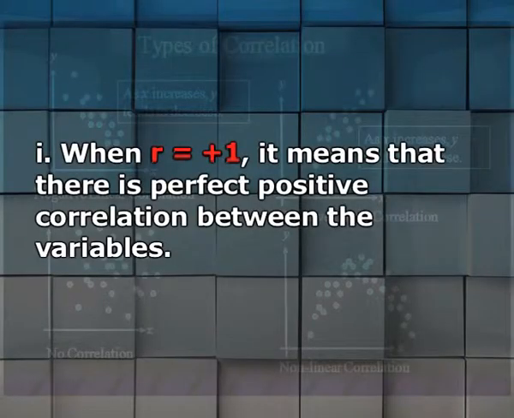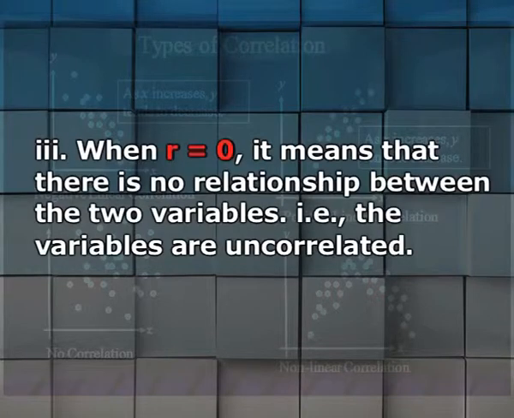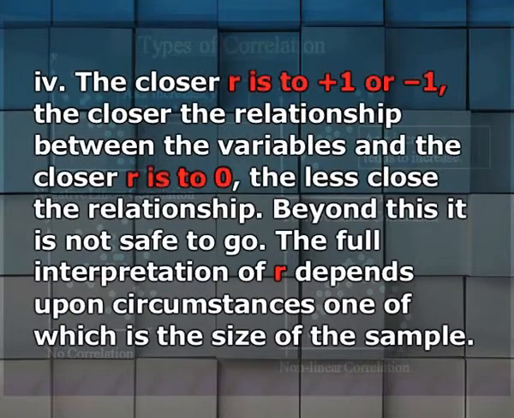The first one, when r is equal to +1, it means that there is a perfect positive correlation between the variables. Second one, when r is equal to -1, it means that there is a perfect negative correlation between the variables. Third point, when r is equal to 0, it means that there is no relationship between the two variables, that is, the variables are uncorrelated. Fourth point, the closer r is to +1 or to -1, the closer the relationship between the variables, and the closer r is to 0, the less close the relationship is.